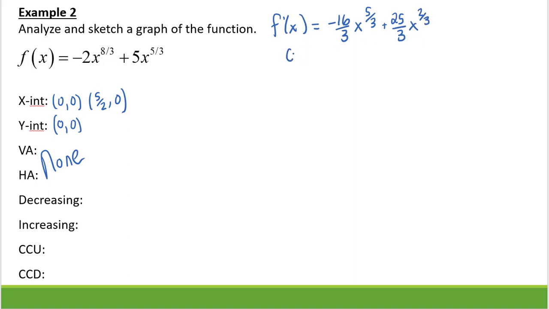And I set that equal to 0. And I am personally going to factor out a negative 1/3 x to the 2/3. So I factor out the lowest exponent. So I'm left with 16x minus 25. So we have x equals 0 and 25 over 16.